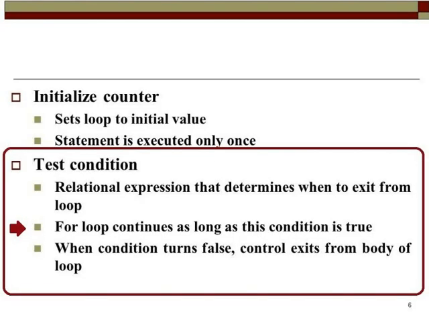The for loop continues as long as the condition is true, and when the condition turns false, the control exits from the body of the loop. Exiting from the body of the loop means it comes to the set of statements that follow the closing brace. The opening and the closing brace indicate the scope of the for loop. Any statement after the closing brace indicates the ending of the body.